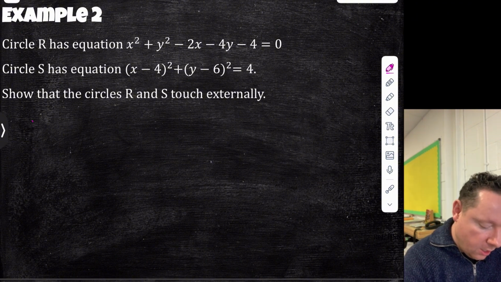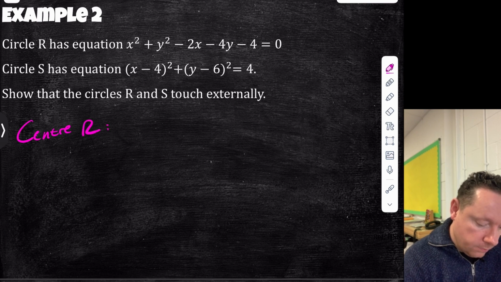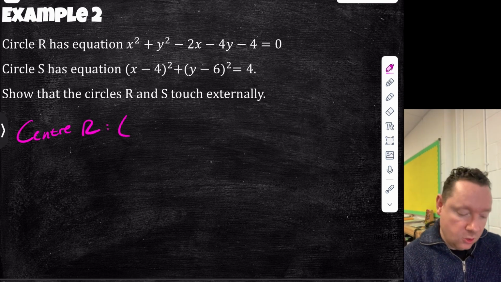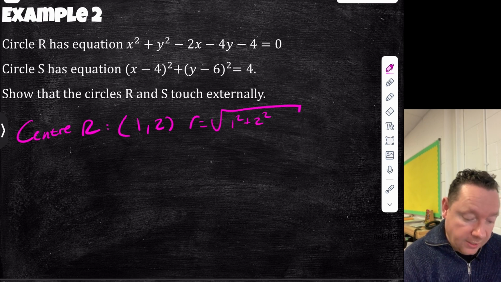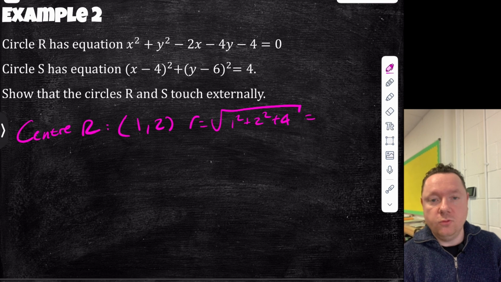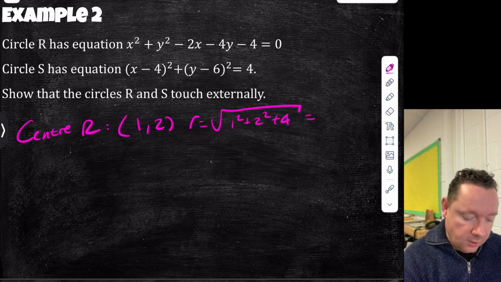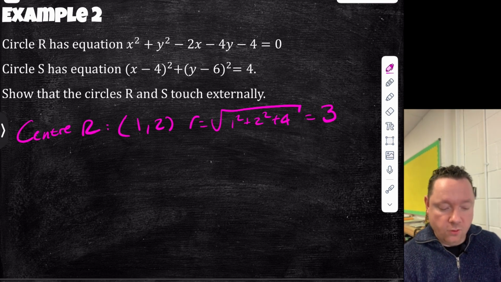So the centre of R is (-g, -f), remember. So 2 divided by 2 is 1, and 4 divided by 2 is 2. And the radius is the square root of 1 squared plus 2 squared minus c. So minus 4, so plus 4. 1 times 1 is 1, 2 twos is 4, that's 5, plus 4 is 9, so that gives you 3, the square root of 9.